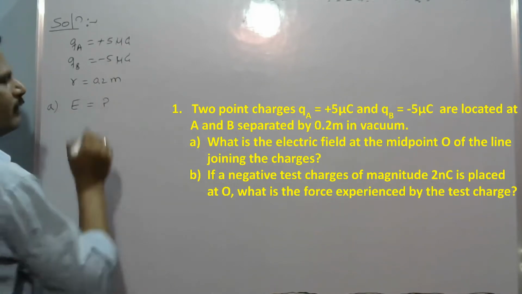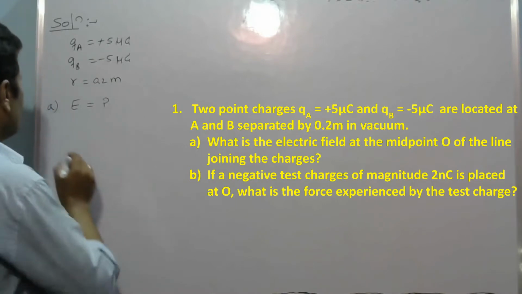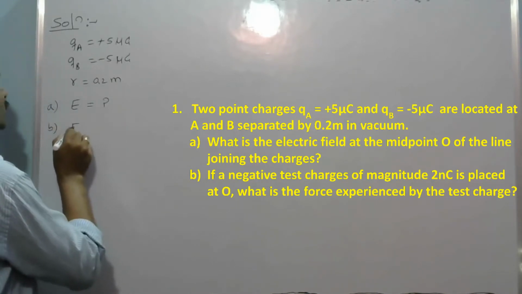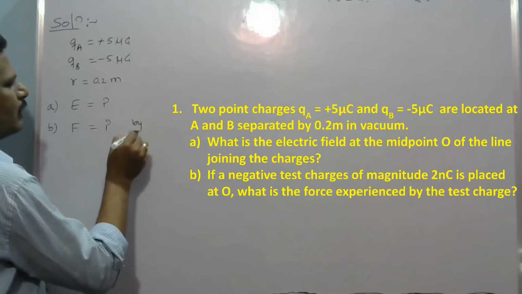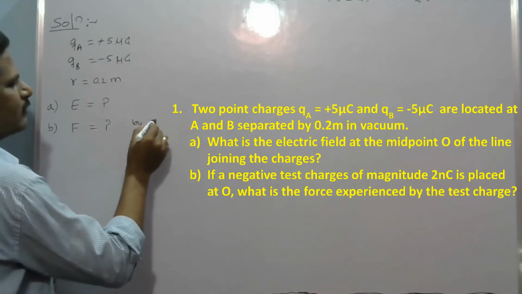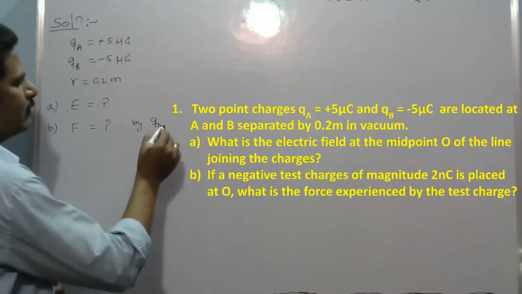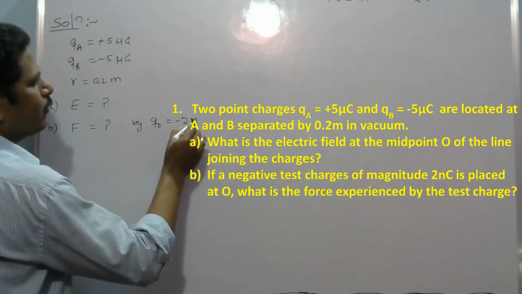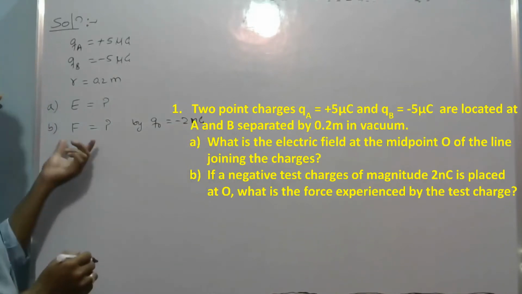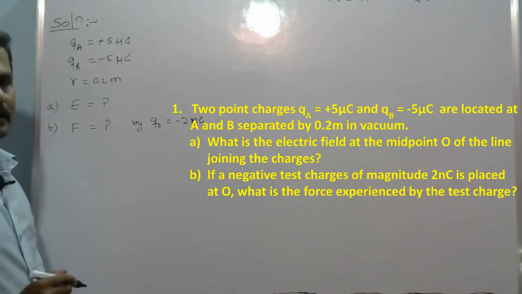We need to find out the electric field at the midpoint O, as well as the force experienced by the negative charge. Let me take the negative charge as Q0, the test charge, minus 2 nanocoulomb. We need to calculate the force as well as the net electric field at the point O.